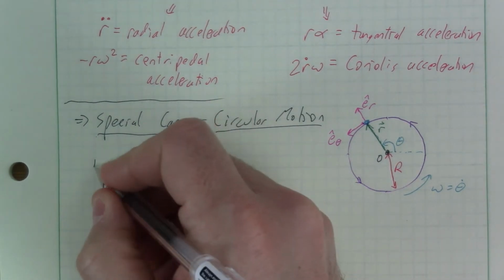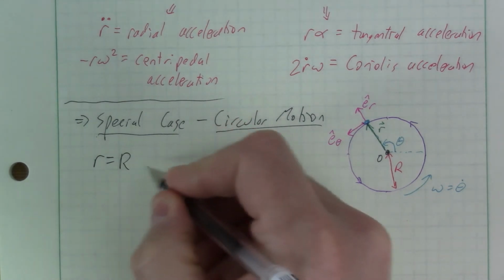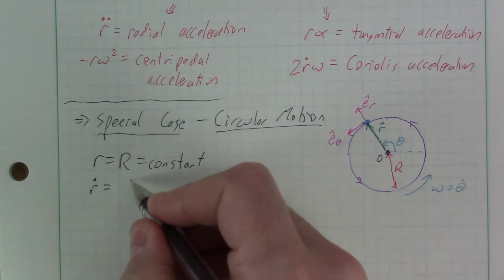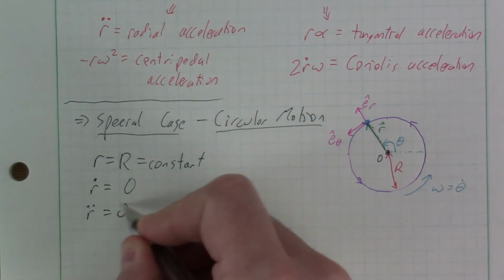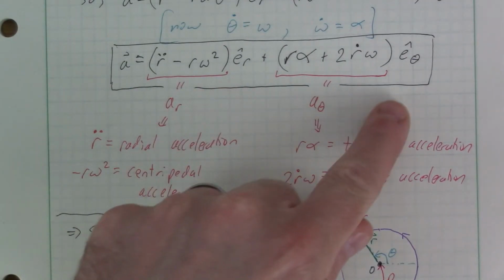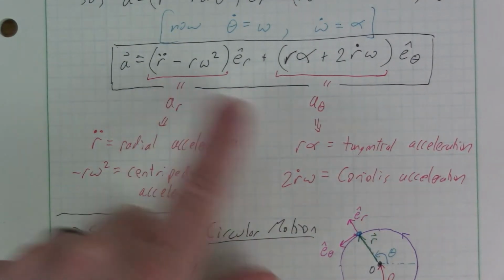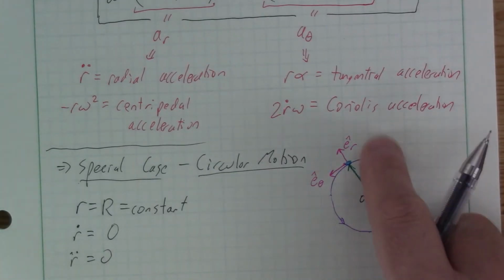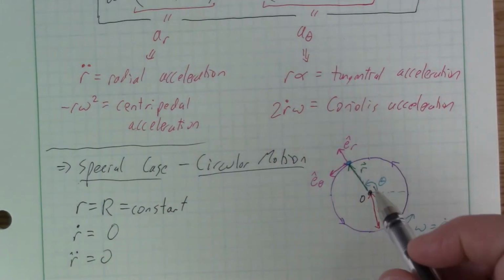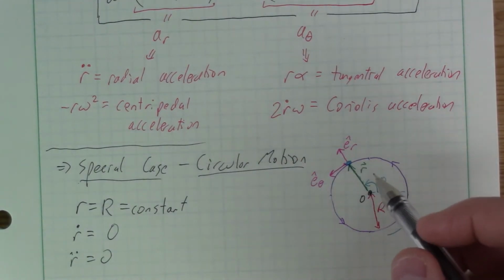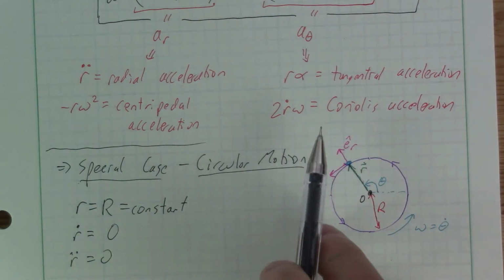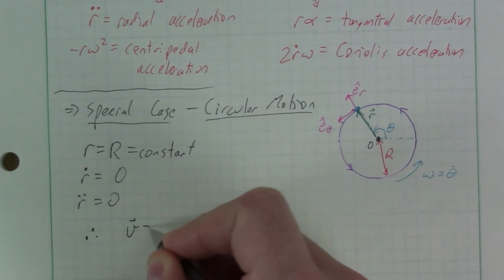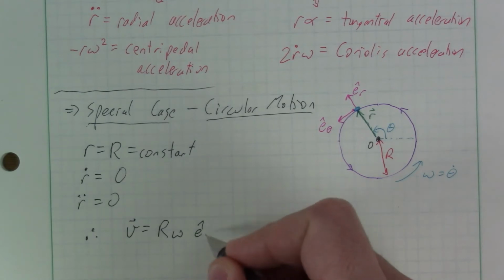So little r is always big R, which is a constant. Therefore, r dot is 0, and therefore r double dot is 0. And a lot of these are going to cancel, right? This first term is going to be 0. This last term is going to be 0. So we'll have no radial acceleration. Does that make sense? Of course, there's no direct radial acceleration because we don't see any change in our radius. We're staying at the same exact radius. We also don't have any of this Coriolis acceleration.